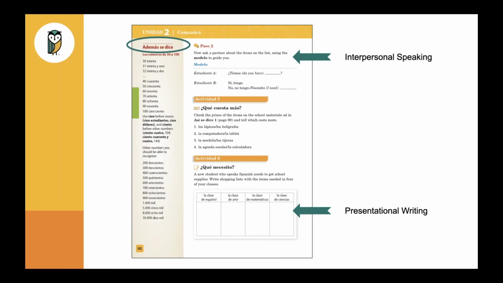For example, los lápices cuestan 2,000. Los bolígrafos cuestan 1,000. Los lápices cuestan más.